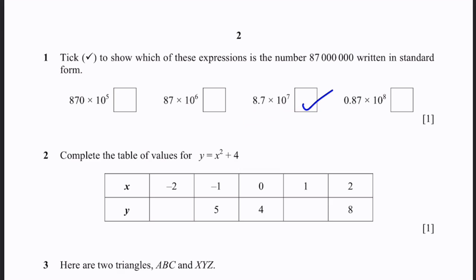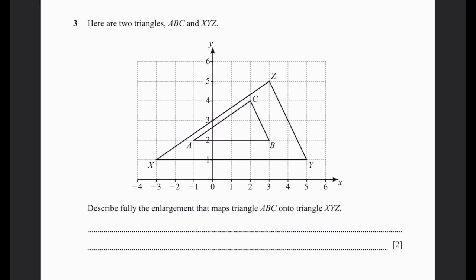Question 2. Complete the table of values for y equals x squared plus 4. Just substitute the values in. You will get y is equal to 8 here and y is equal to 5 here. Question 3. Here are two triangles ABC and XYZ. Describe fully the enlargement that maps triangle ABC onto triangle XYZ.